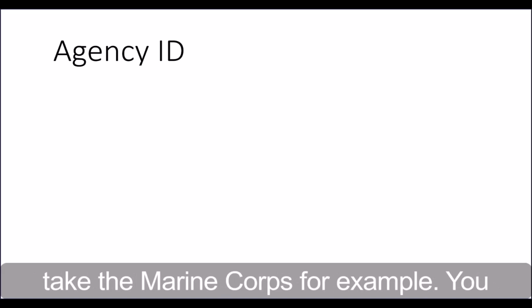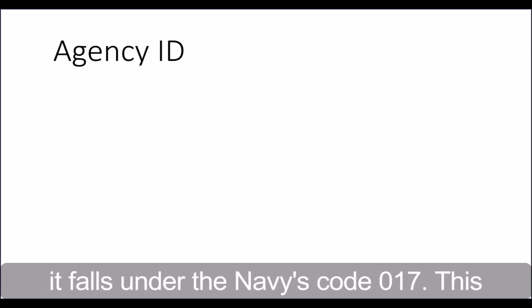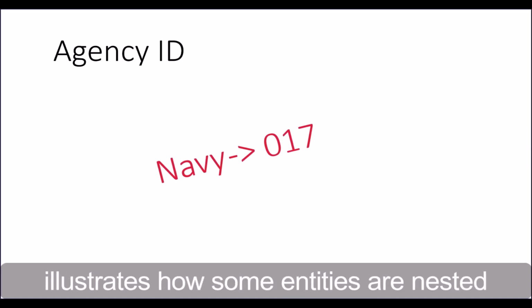Let's take the Marine Corps, for example. You might expect it to have its own agency ID, yet it falls under the Navy's code 017. This illustrates how some entities are nested within larger departments, reflecting the federal government's organizational structure. To give you a clearer picture, let's take a look at a few examples.